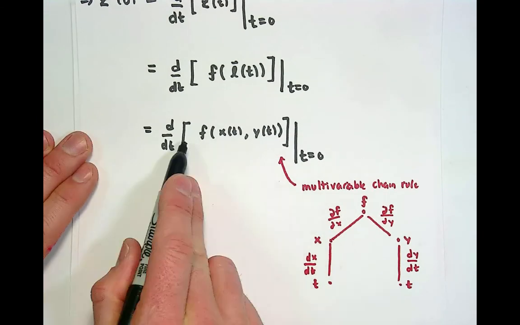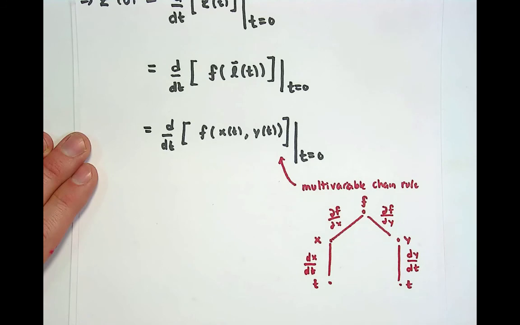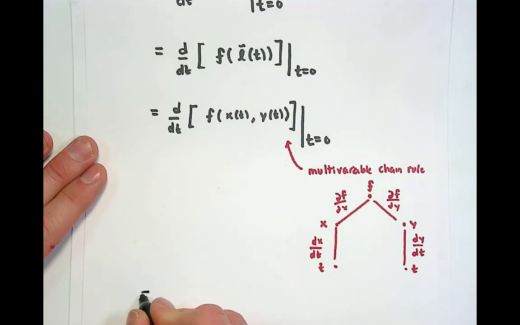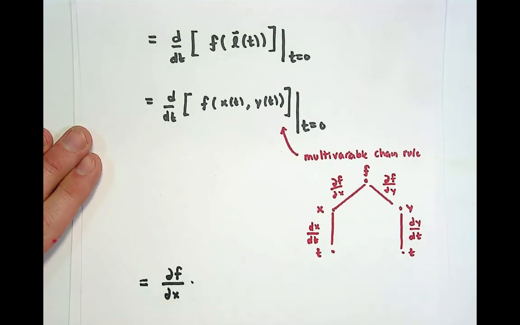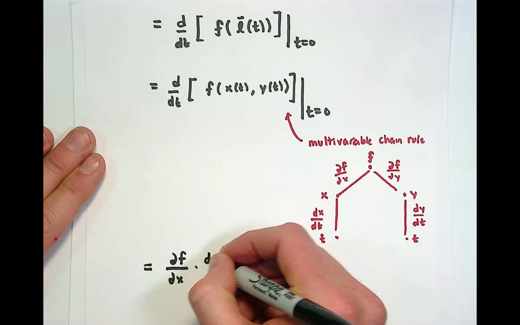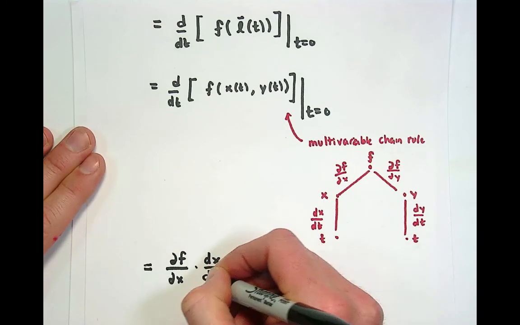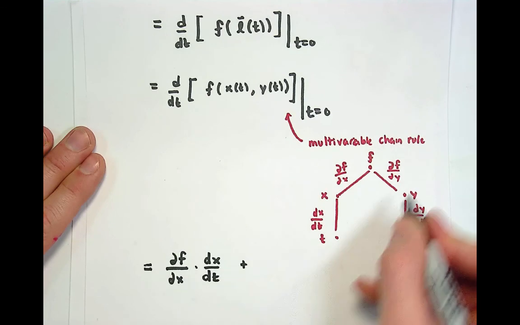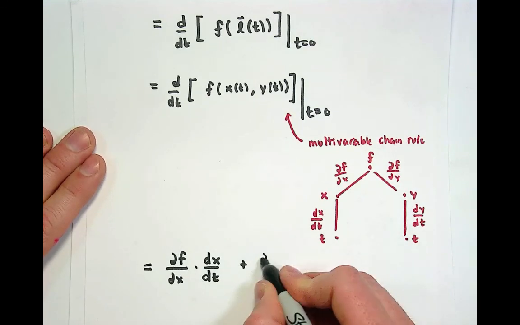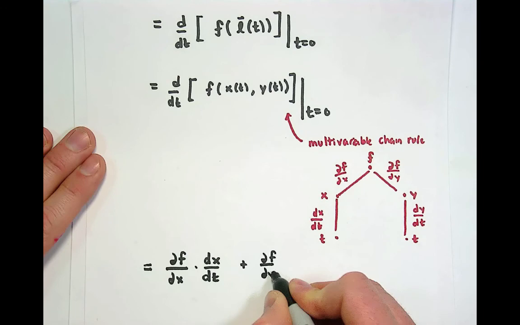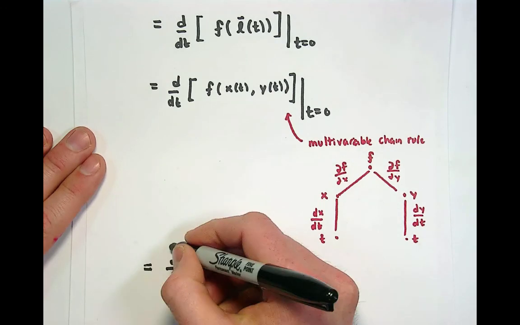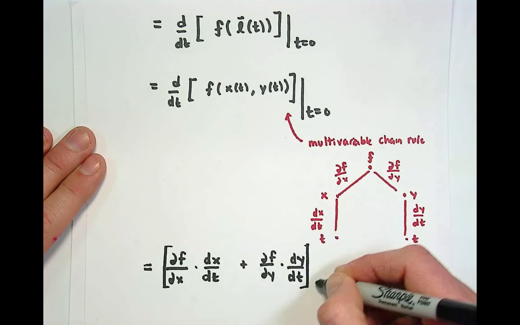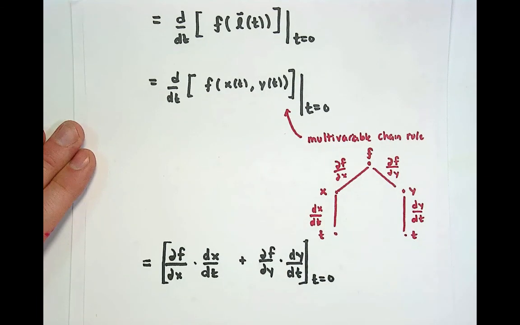The chain rule said that when we want to take this particular derivative, we would multiply the derivatives on the branches. So here this would be the partial derivative of f with respect to x multiplied by the ordinary derivative of x with respect to t. And then we would add the products of those branches. So this would be the partial derivative of f with respect to y times the ordinary derivative of y with respect to t. And this entire chain rule was going to be evaluated at t equals 0.